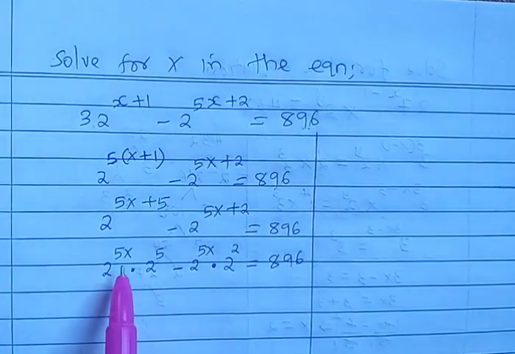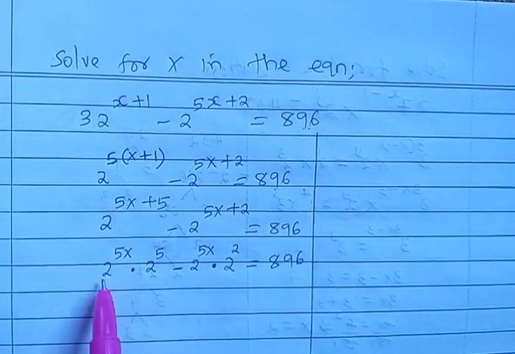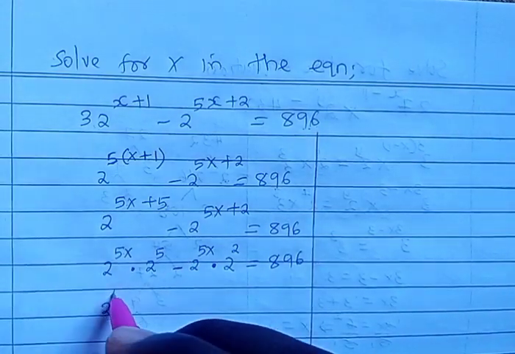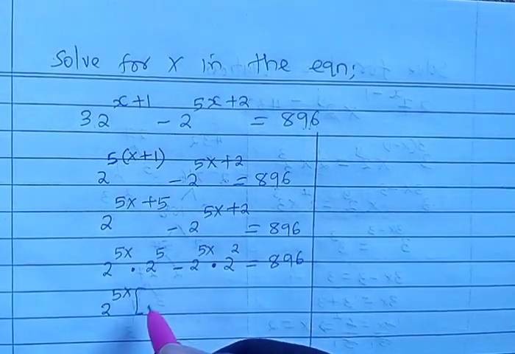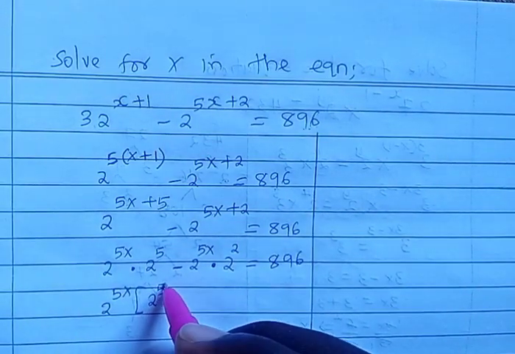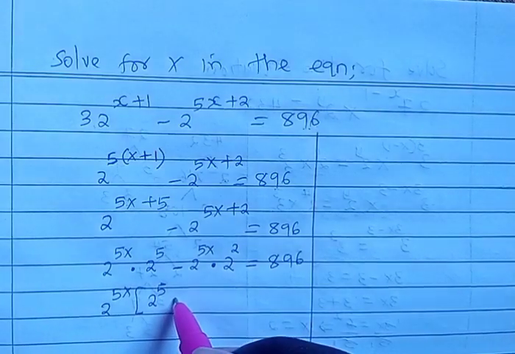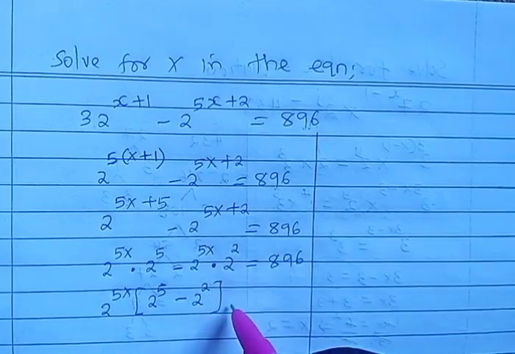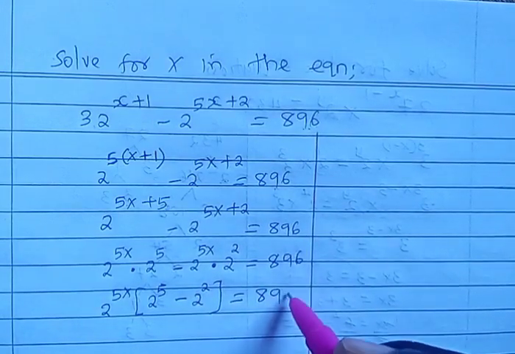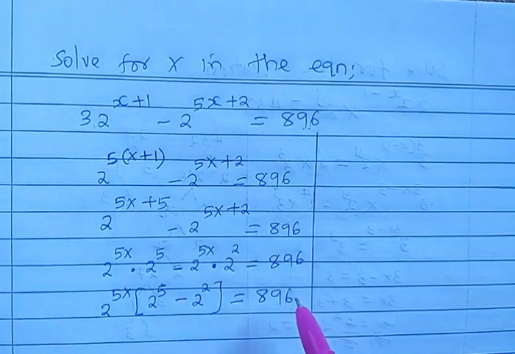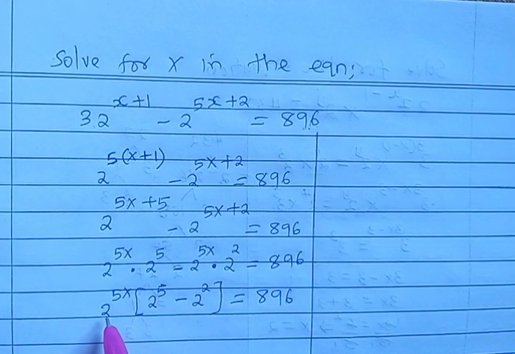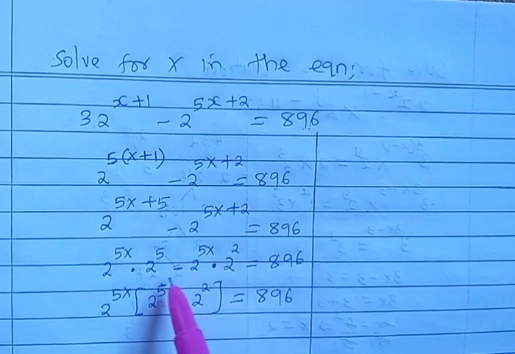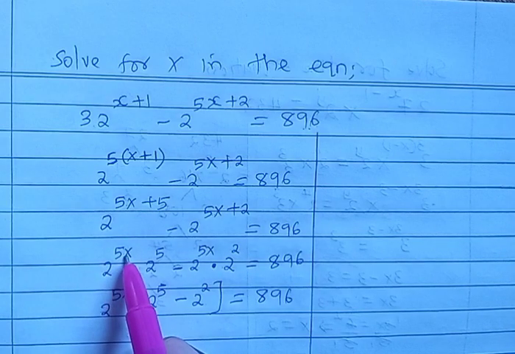equals to 896. Now, if I factor out 2 raised to 5x on our left hand side, that means we shall have 2 raised to 5x into 2 raised to 5, then minus 2 raised to 2, then close the bracket equals to 896. Now, as you can see, this one is just the same as this. There is nothing different. I have only factored out 2 raised to 5x.